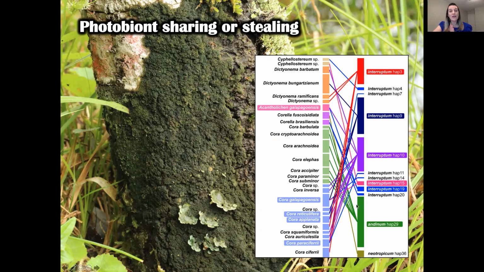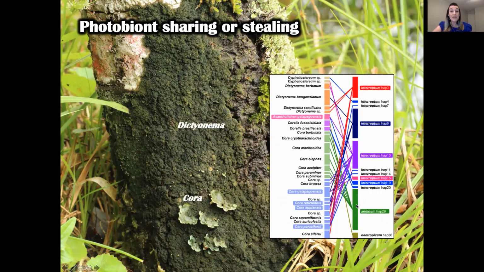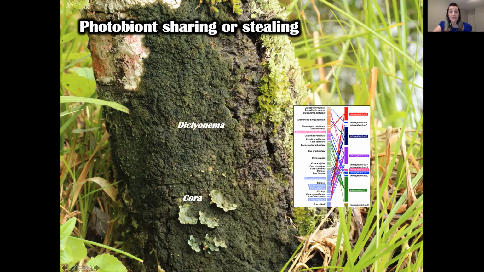And okay, I've been talking about the importance of DNA, but this is also something that we can witness in the field. And in this image, we can see both Dictyonema and Cora living together. And this is very much in agreement with all other studies of lichens and their photobiont sharing, that a lot of different fungi may share the same photobionts, and it seems to be something really common in lichens.